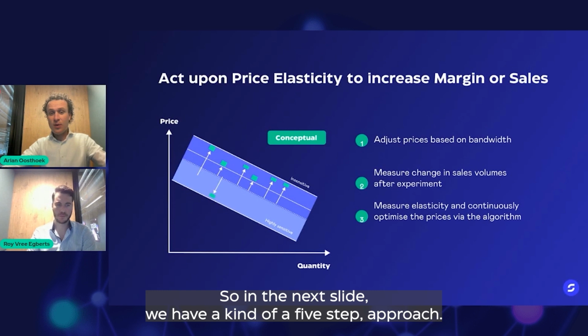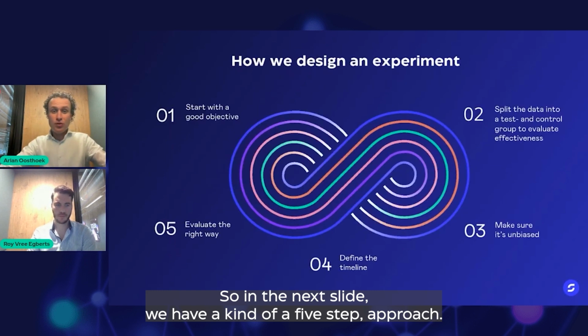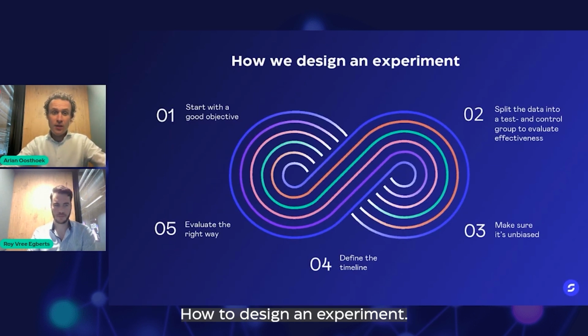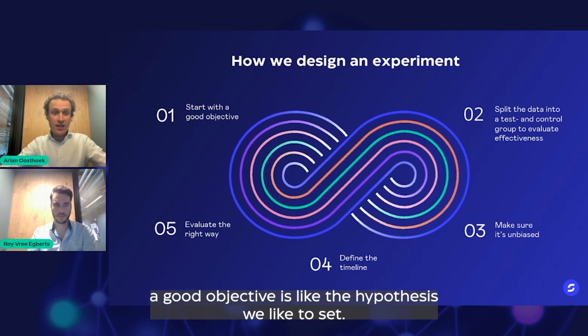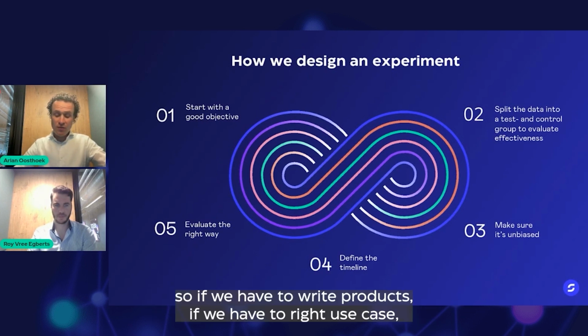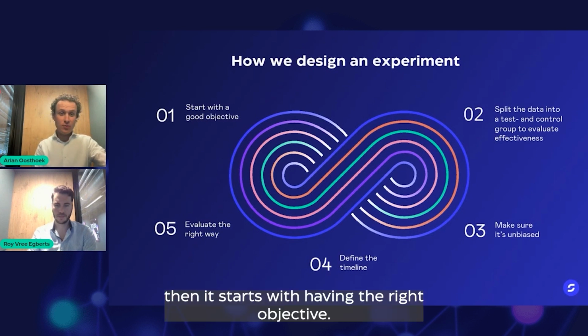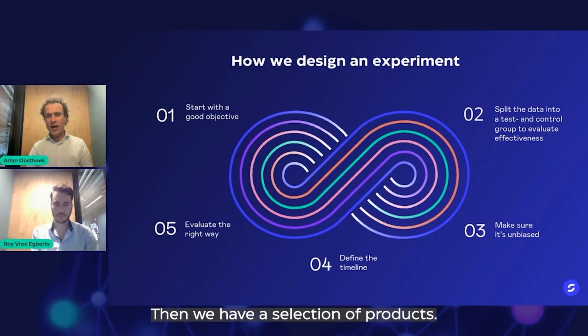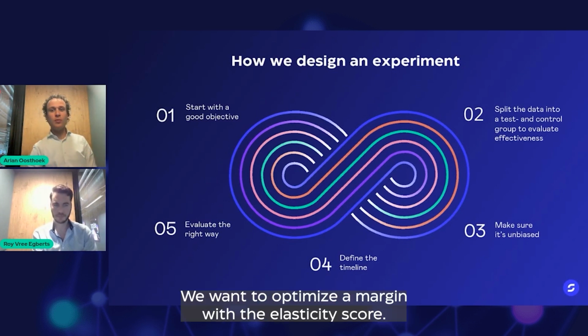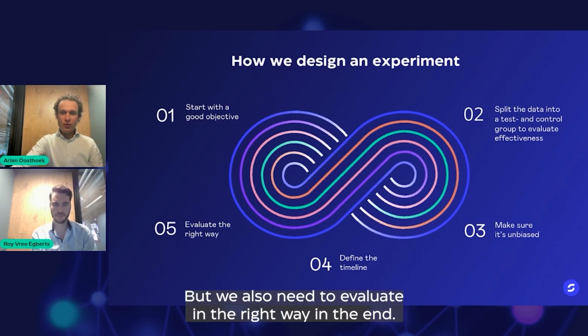So in the next slide, we have a 5-step approach for how to design an experiment. Of course, it's very important in the first place to start with a good objective. It's like the hypothesis we like to set. If we have the right products and the right use case, then it starts with having the right objective. So let's assume we want to optimize our margin as an objective. Then we have a selection of products we want to optimize on margin with the elasticity score.